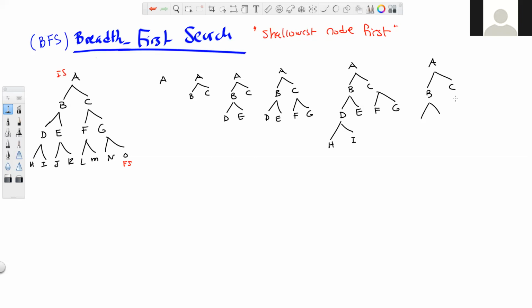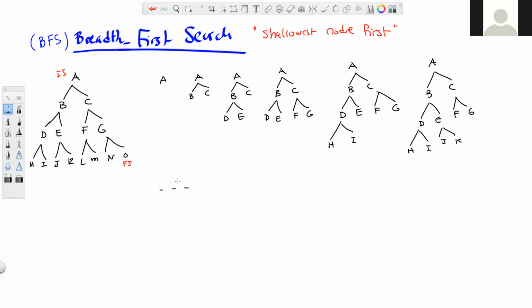So now I have FG, I have DE here. Okay, HI. Now, the next thing, any 1, 2, 3, 4, 5 on the fringe, I can pick any of these 3. Let me say I pick this guy. So it's going to be JK. Okay, you see what's going on here.